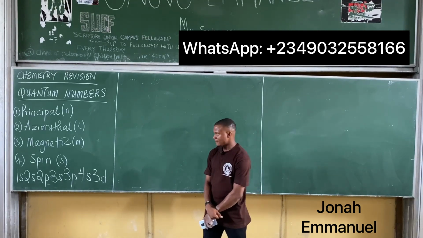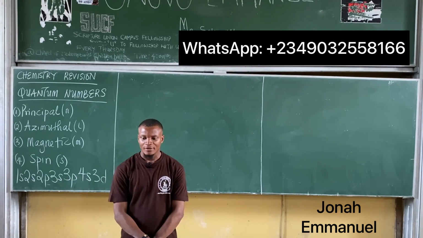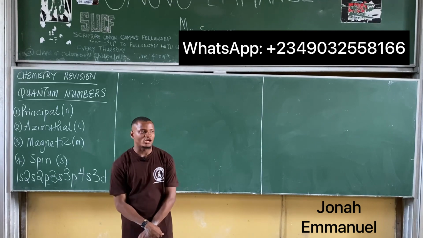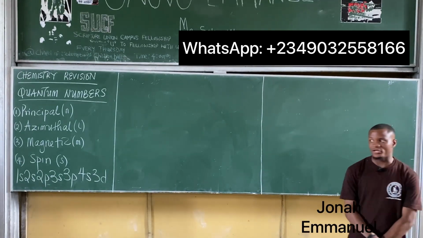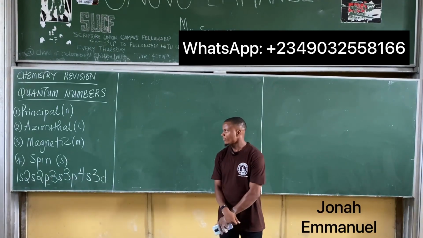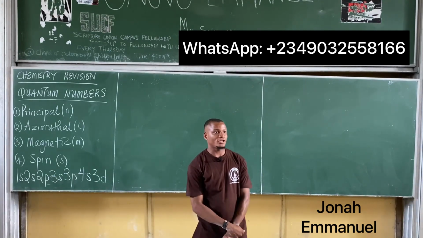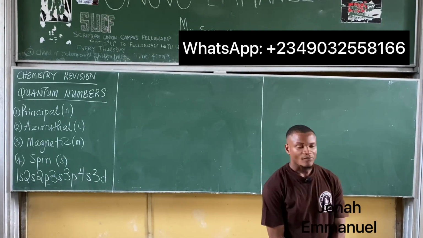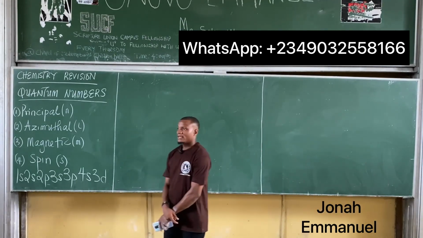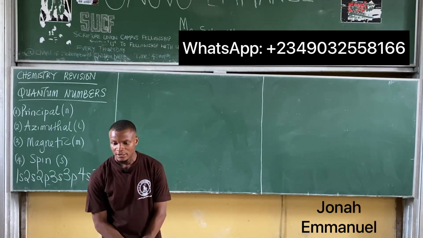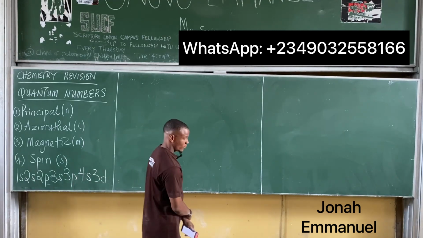First things first. Take that, please. Let's use one for an instance. Take down: write the SPDF configuration of fluorine, given the values of each of the quantum numbers.